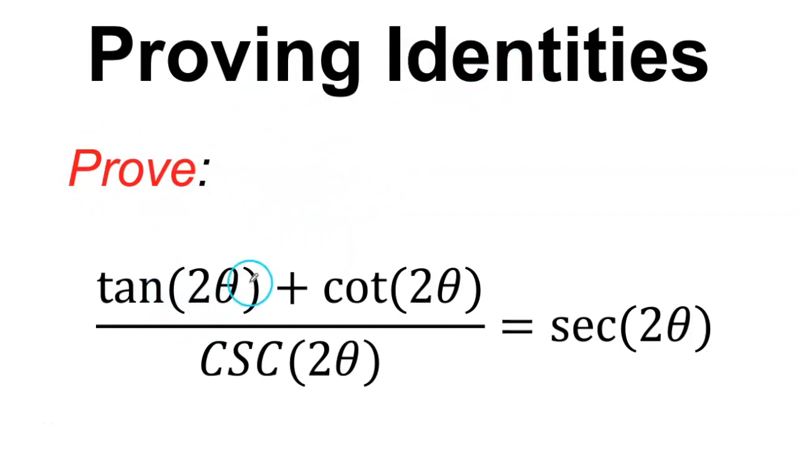We have to prove that this left side is the same as the right side. When we're doing identities, we take one side at a time, right? We cannot do anything on both sides at the same time. I'll show you in a minute. All right, so let's prove this one.